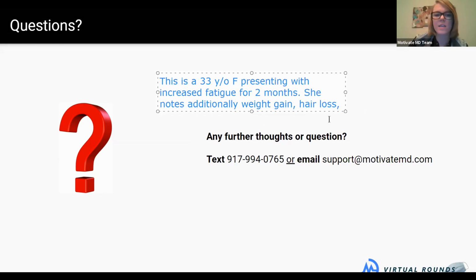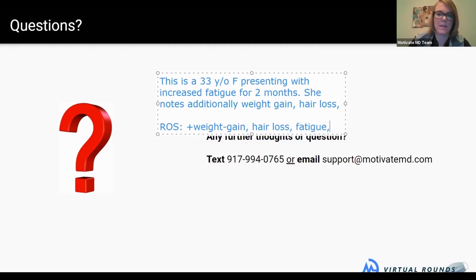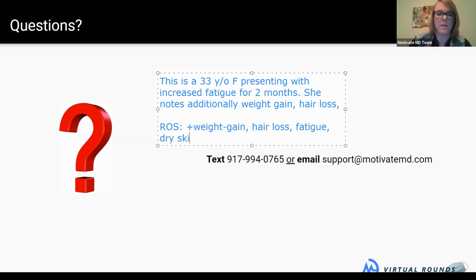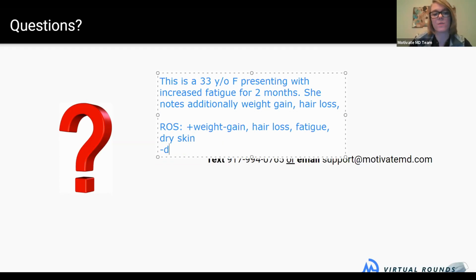And then the ROS is going to be pertinent positives and negatives. Often the ROS is listed as just a list. So we can say positive weight gain. She also had hair loss. You can say fatigue. She had dry skin. And then one of the pertinent negatives was depression. So we can say no depression. So that's basically what that looks like. Obviously, this is going to be a little more involved here.